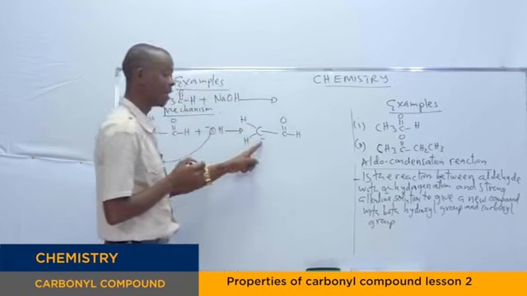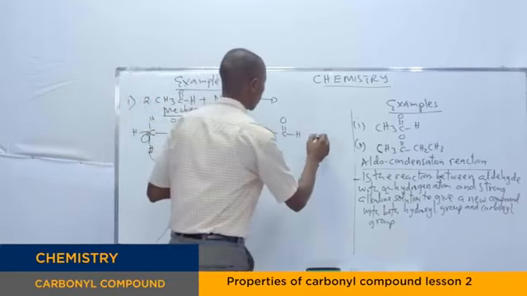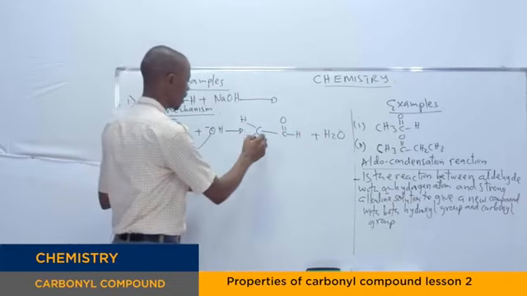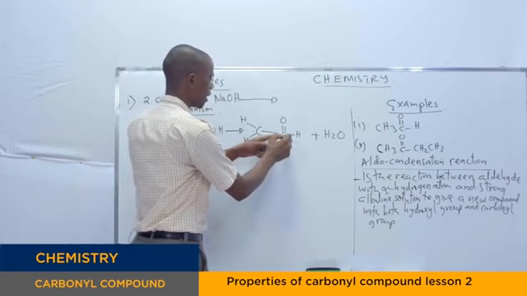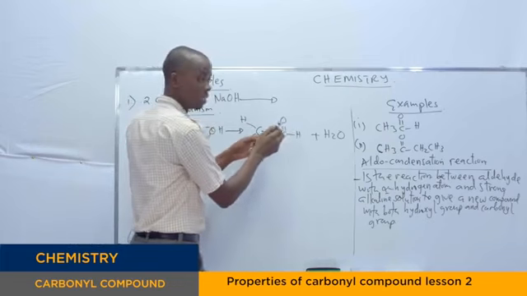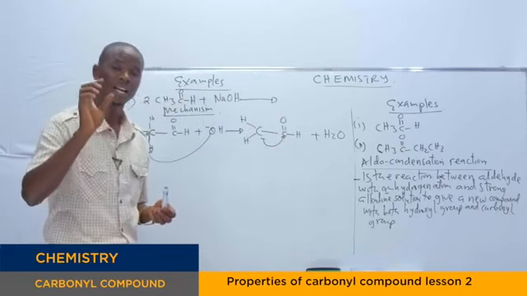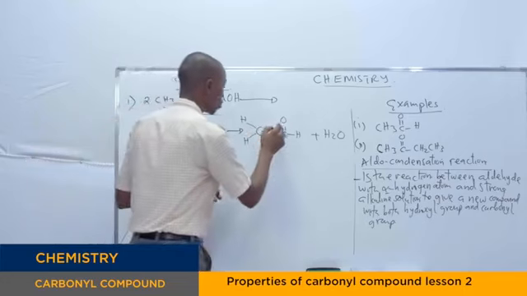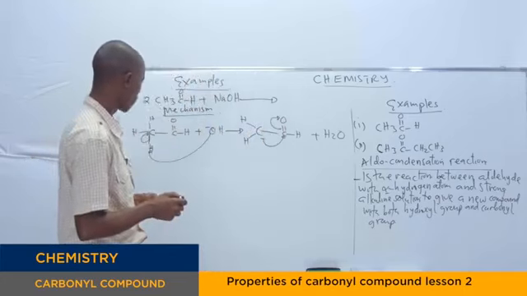This carbon will be negatively charged. And also this one will form water. Now what will happen? This electron will go to this carbon atom because the carbonyl group is a strongly electron withdrawing group. Therefore, electron will be withdrawn to the oxygen atom in that way.